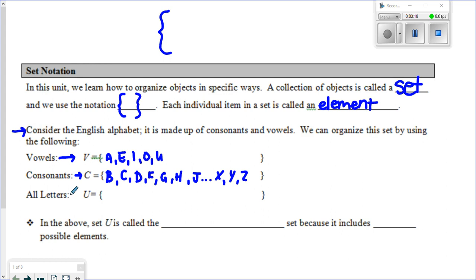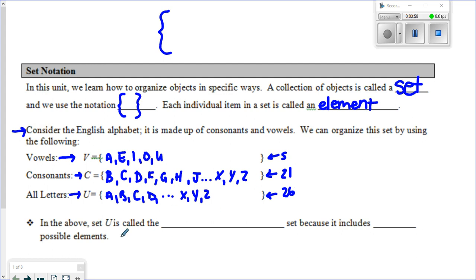We could also say all letters. So all the letters of the alphabet would be the elements A, B, C, D, dot, dot, dot, X, Y, Z. So there would be 26 elements within that set. I don't think I really wrote this anywhere, but there are 5 elements within our set V. There are in total 21 elements within our set C, and within set U, we'll talk about why we called it U, there are 26 elements in there. Again, I didn't write them all out, maybe you did.